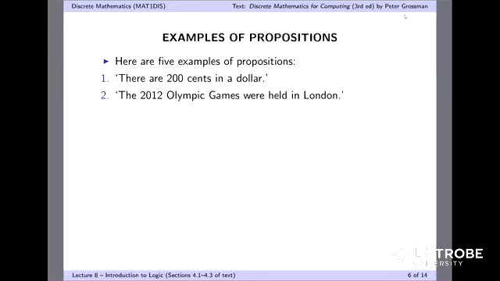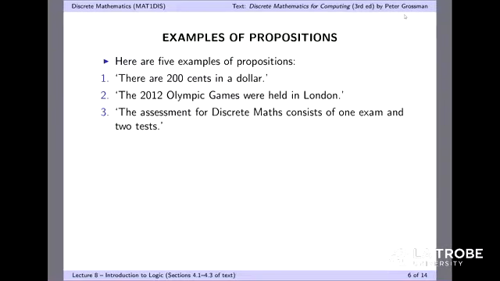Two, the 2012 Olympic Games were held in London. It's either true or false, but it's telling you a fact. It's a proposition. Do you think it's true? Yeah. Good. Who won the 5,000 meters there? Three, the assessment for discrete maths consists of one exam and two tests. It's true. But irrespective of that, it's either true or false, so it's a proposition.